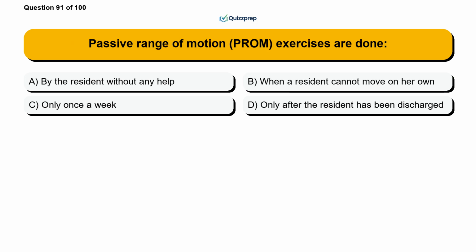Question 91. Passive range of motion, PROM, exercises are done. Option A, by the resident without any help. Option B, when a resident cannot move on her own. Option C, only once a week. Option D, only after the resident has been discharged.